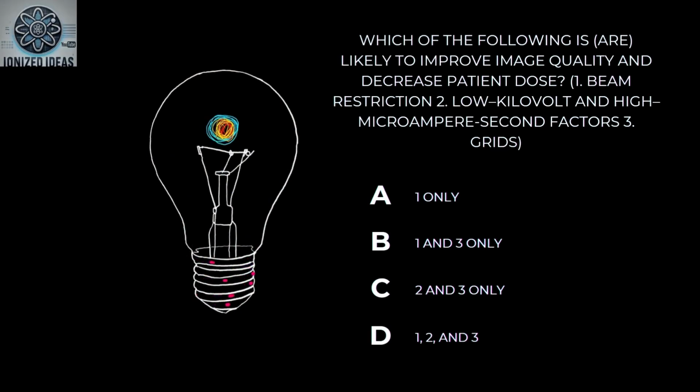Which of the following are likely to improve image quality and decrease patient dose? 1. Beam restriction. 2. Low kilovolt and high milliampere-second factors. 3. Grids. A. 1 only. B. 1 and 3 only. C. 2 and 3 only. D. 1, 2, and 3.